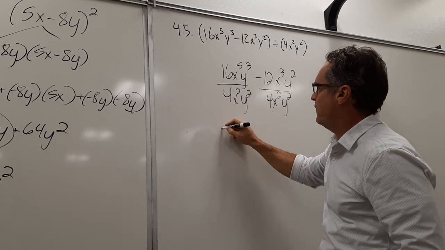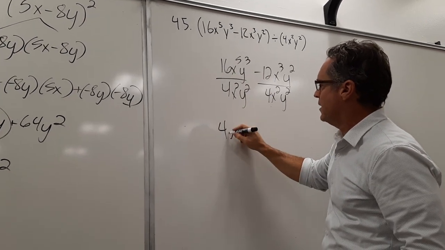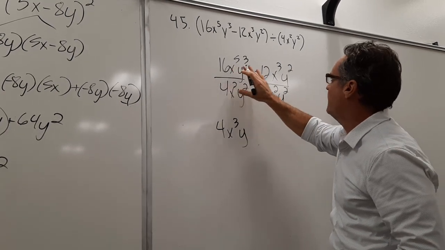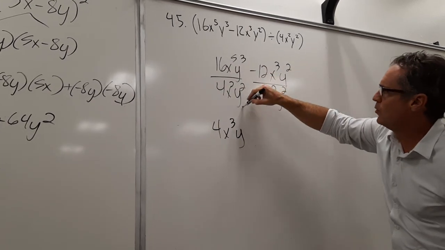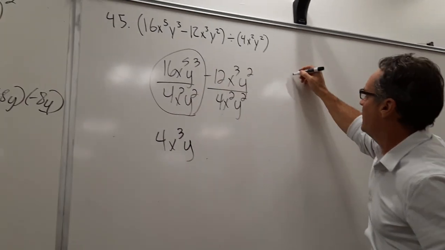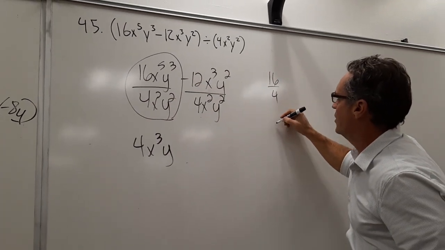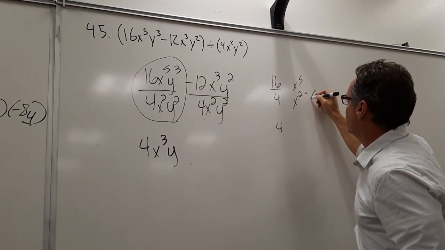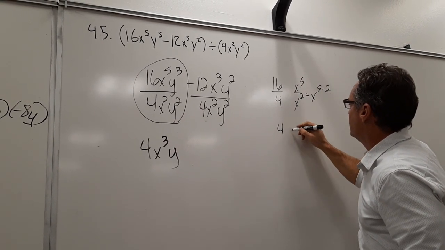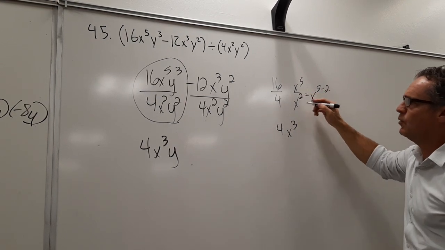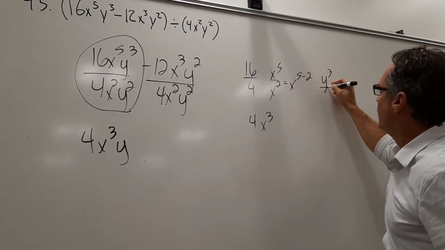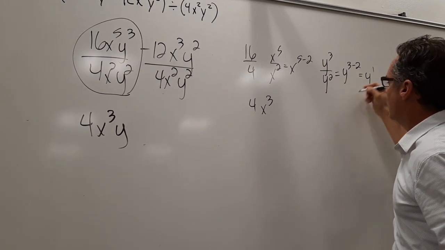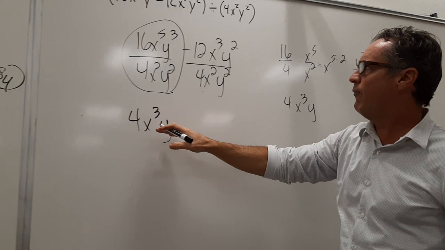And 16 divided by 4 is 4. X to the 5th over x to the 2nd is x to the 3rd. Y to the 3rd over y to the 2nd is y. And you say, Brother Rich, you went really fast on that. Let's take this one right here and magnify it over here. 16 divided by 4 is 4. X to the 5th over x to the 2nd equals x to the 5 minus 2, which equals x to the 3rd, right? Because this is the quotient rule. And y to the 3rd over y to the 2nd equals y to the 3 minus 2, which equals y to the 1, which is just y. That's how we got that.